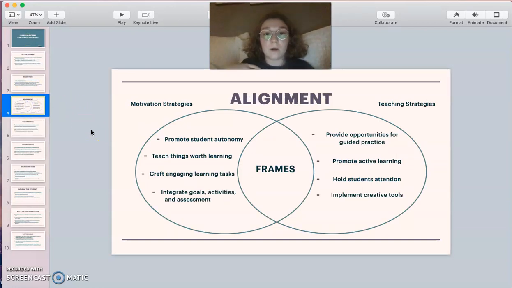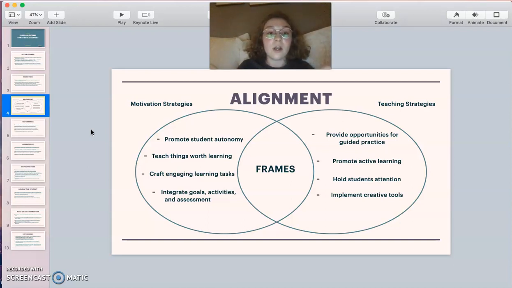And then I just wanted to talk about alignment between motivation strategies and my personal teaching strategies. I picked a few and then thought about how they applied to this technique. I think they work together in a really great way that makes it clear that this would definitely work in motivating students and teaching students.